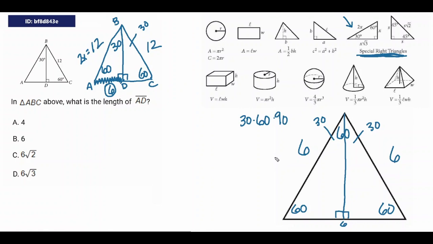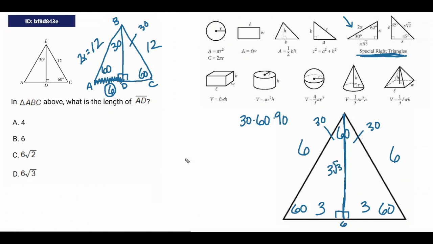Take a look at the sides. This side's 6. You drew a straight line down. You cut it in half. Half of 6 is 3. So both sides here are 3. So these are all things that you know. This side is 3 root 3. You could just remember that, but let me show you why.